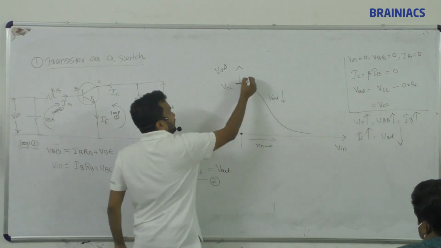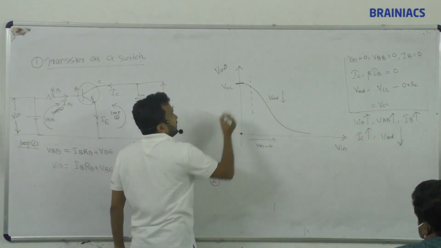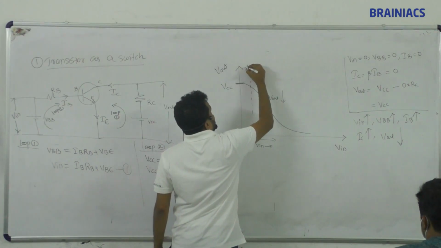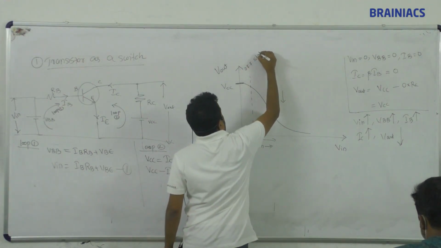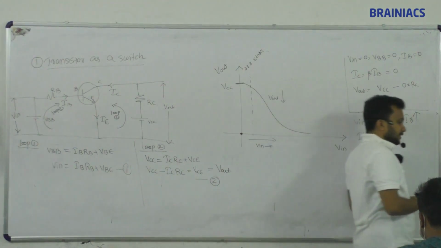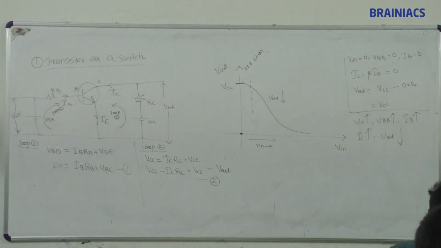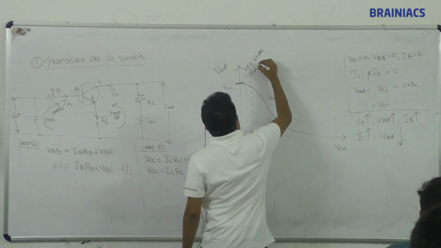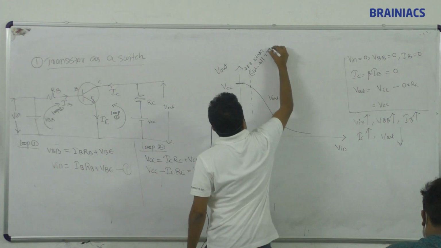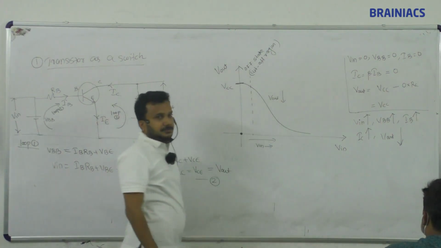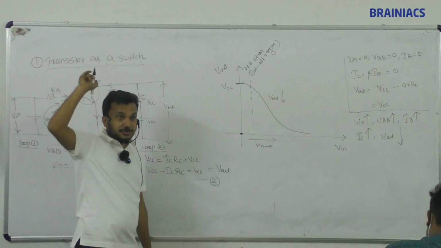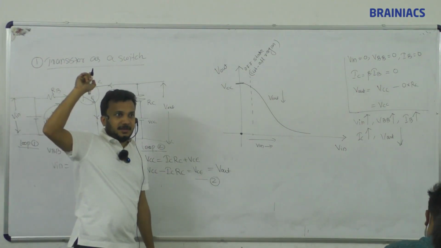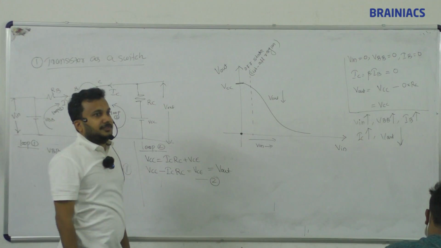High. So this is one region of the transistor, and here the transistor is in which state? Off state. This off state region is called the cutoff region. IB is equal to 0 in the output characteristics of a transistor, below the cutoff region.